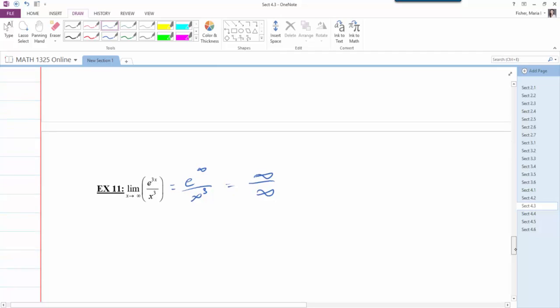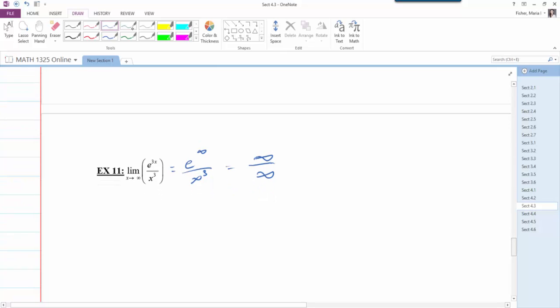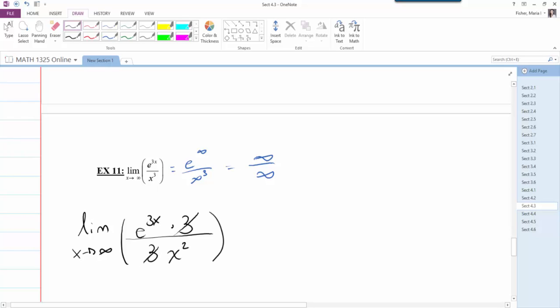So, infinity over infinity means use L'Hopital's rule. And L'Hopital says you want to find this limit, what you can do is take the derivative of my numerator, which is e to the 3x times 3, and divide it by the derivative of the denominator, which is 3x squared. Well, my 3's will cancel, so this is the same as the limit as x approaches infinity of e to the 3x over x squared.